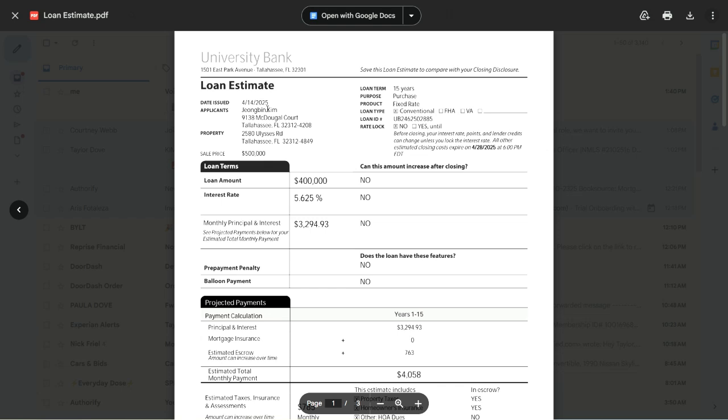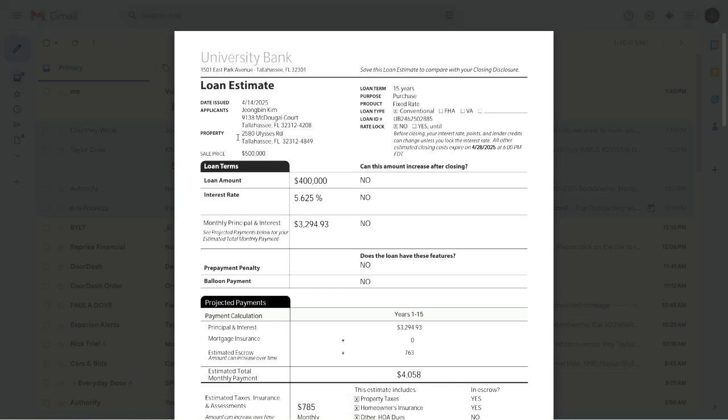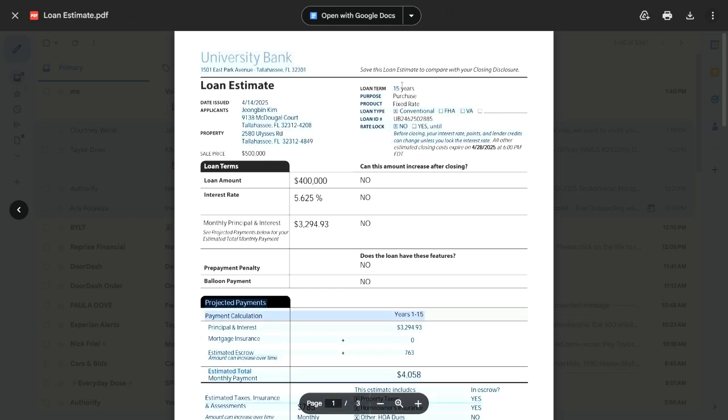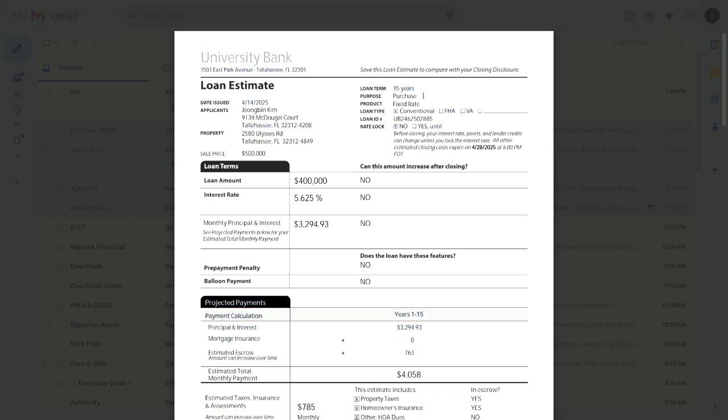So starting out here up at the top, you can see my cursor. The address is going to be one of the first things, and then the sale price. From there, on the right, you get the loan term. It's going to be 15 years. It's a purchase, fixed rate. It is a conventional, and the rate has not been locked yet.